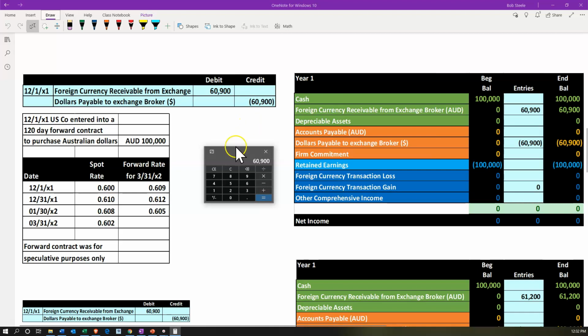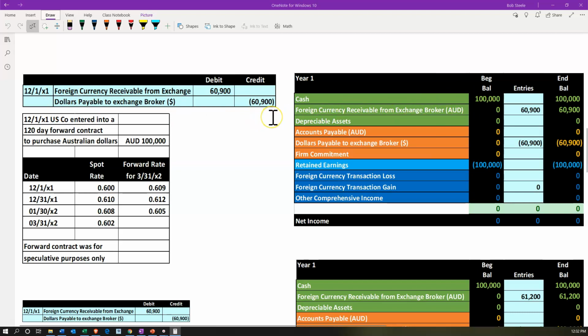We're basically going to put an asset and a liability on the books with regards to the forward contract, that asset being the foreign currency receivable from exchange brokers in Australian dollars, and then the liability being dollars payable to the exchange broker in US dollars. So that's going to be a debit to the receivable, a credit to the payable. Here it is being recorded.